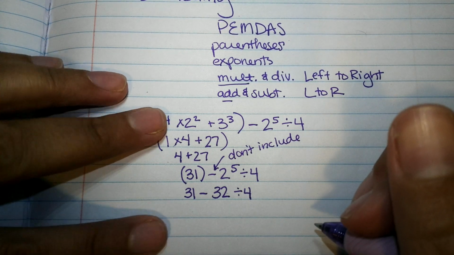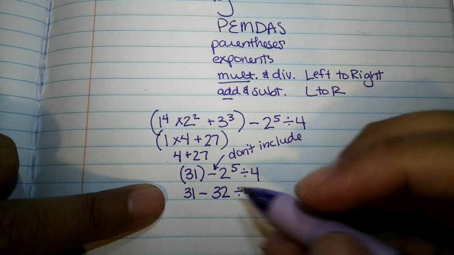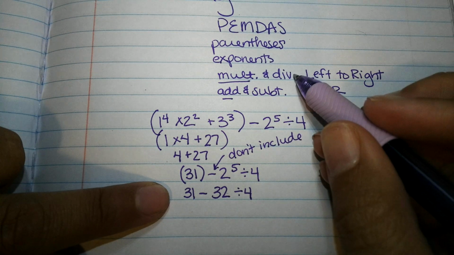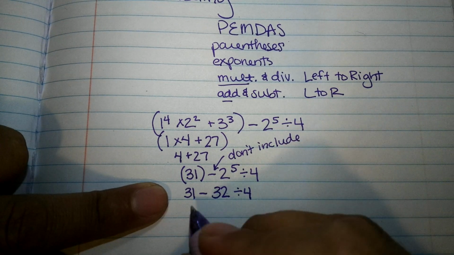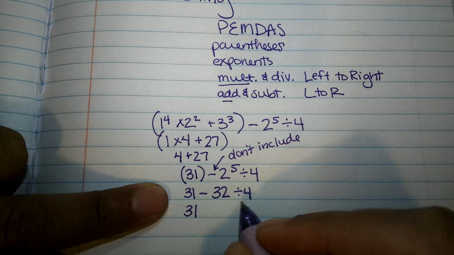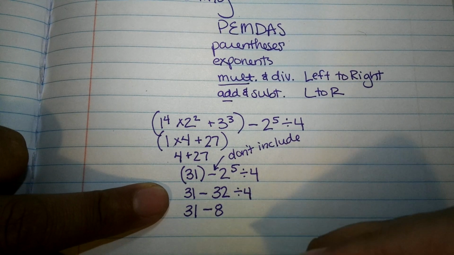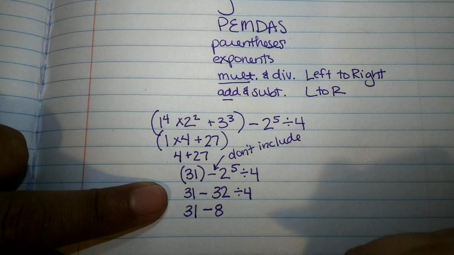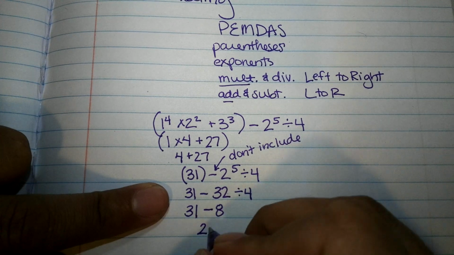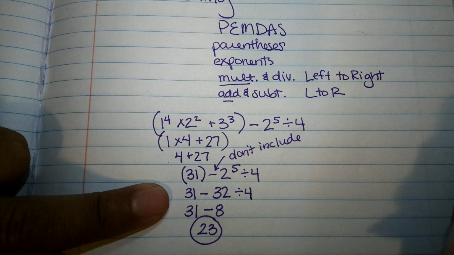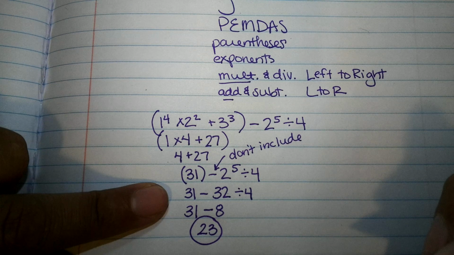Okay? All right, now I have to look at this. I've got subtraction and division. Division needs to come before subtraction. I've got 31. We have a negative 32 divided by 4 is negative 8. 31 minus 8 is what? 23? So 23 is our simplified answer.